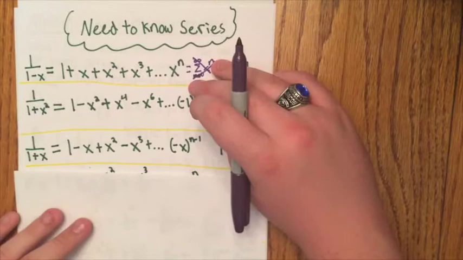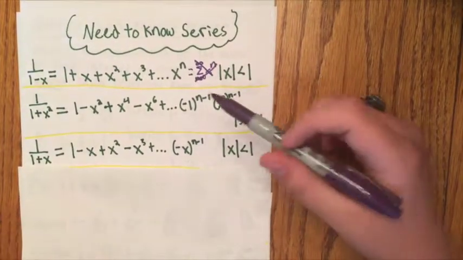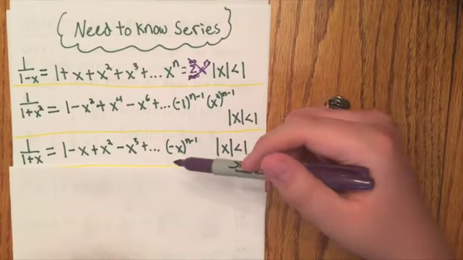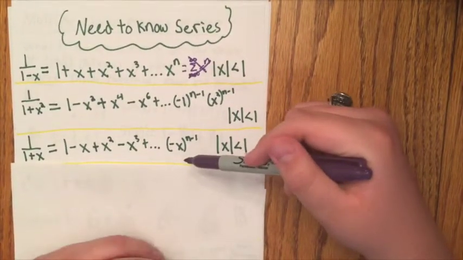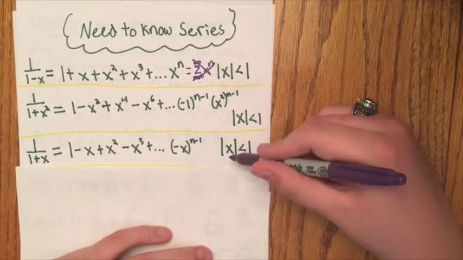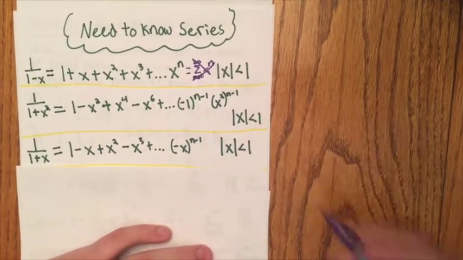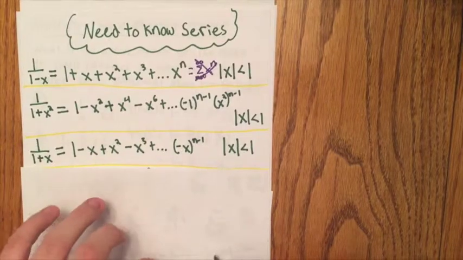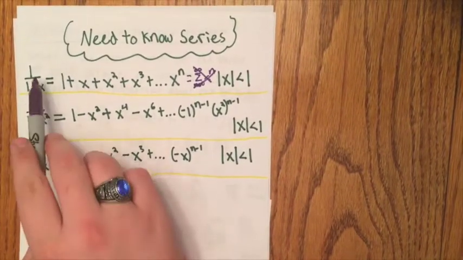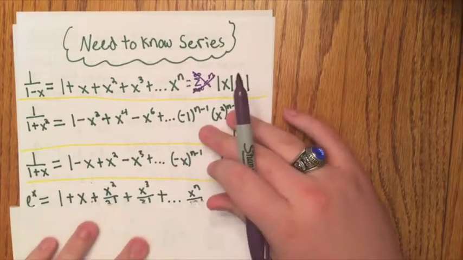Our next series is 1 over 1 plus x, which is equal to 1 minus x plus x squared minus x cubed, plus negative x to the n minus 1, with an interval of convergence of the absolute value of x is less than 1. Pretty much all this is an alternating version of 1 over 1 minus x.